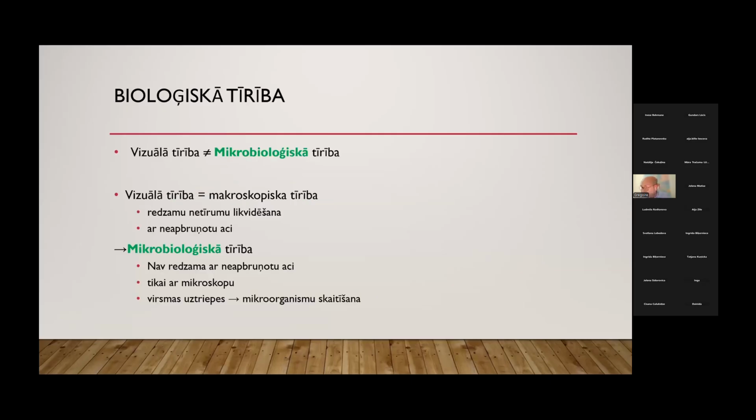So visual cleanliness is different from cleanliness from a microbiological point of view. Visual cleanliness is macroscopic cleanliness: we eliminate everything that we see, all soil on the surfaces that you can see with your eyes. Microbiological cleanliness is everything that you cannot see. You can see it only with a microscope, so in this case, with a surface swab for microorganism counting.